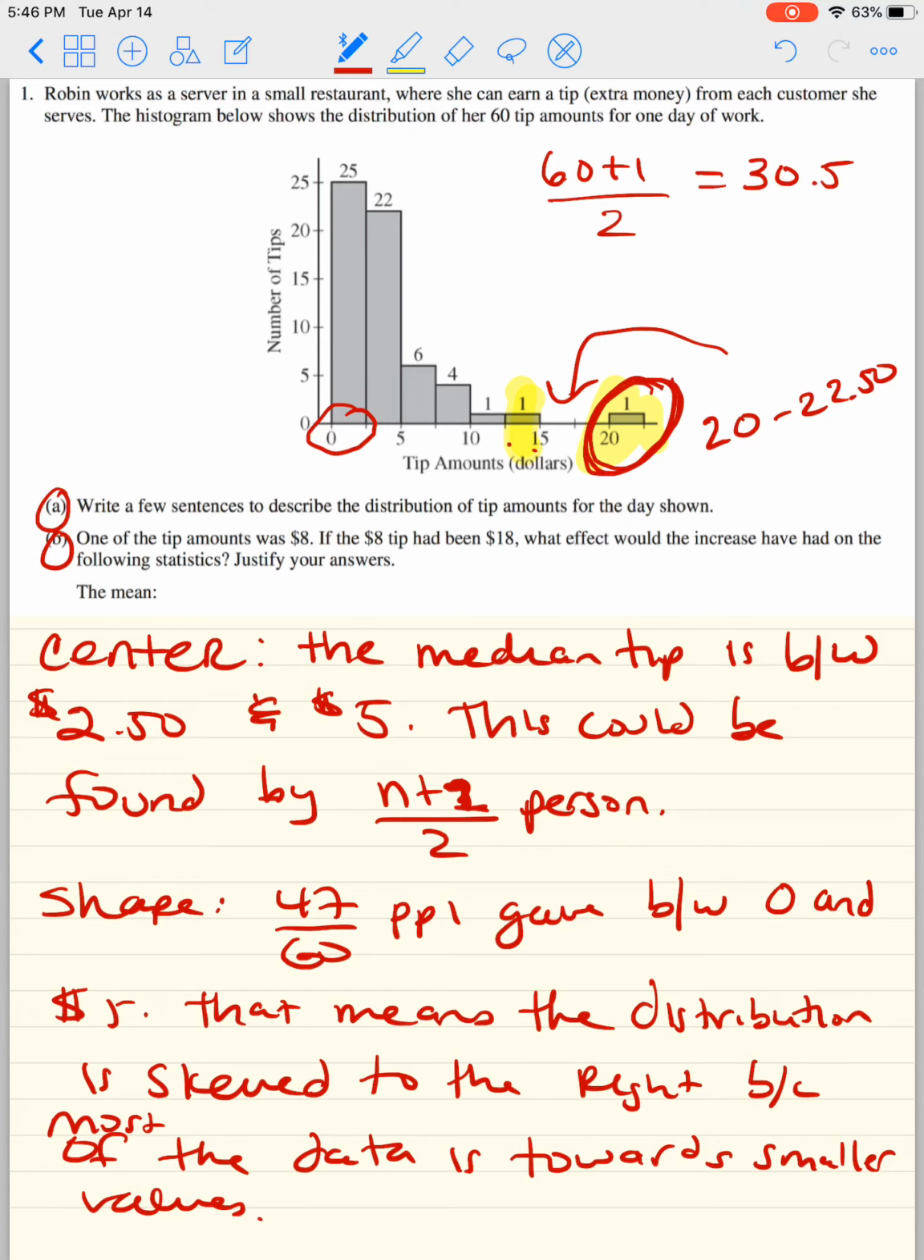And the spread, well, the spread is between $0 to $2.50 and $20 to $22.50. It's not a single value, so when you go to subtract for the range, you're going to get a whole different amount of numbers. Here's what I mean by that. So I would just keep it as $0 to $2.50 as a min and $20 to $22.50 as a max, which is an outlier.